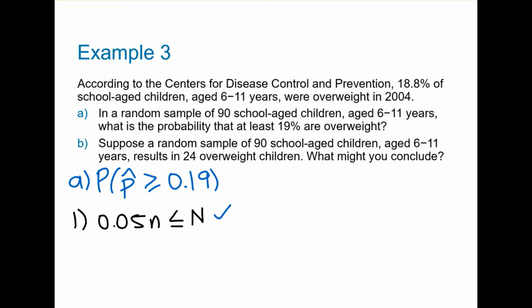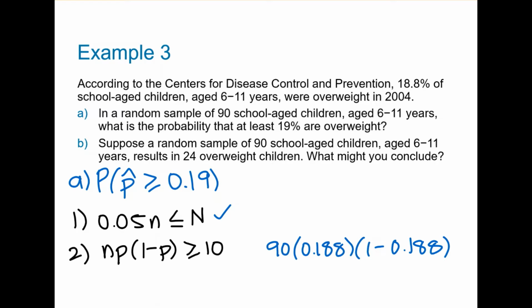Now we check the following. Now we have to check that np times 1 minus p is greater than or equal to 10. n is the sample size, which is 90, and p is the population proportion, which is 18.8%. Now let's substitute these values. Type this in your calculator and you get approximately 13.74, and this is greater than or equal to 10. So condition 2 is satisfied. So because condition 2 is satisfied, this means that the distribution of the sample proportion is approximately normal.